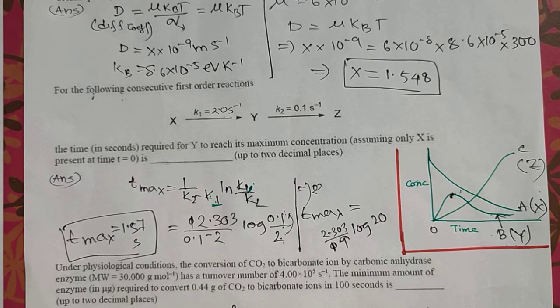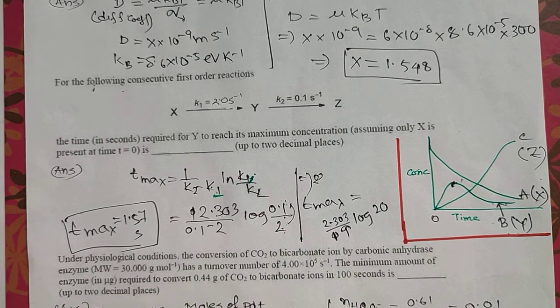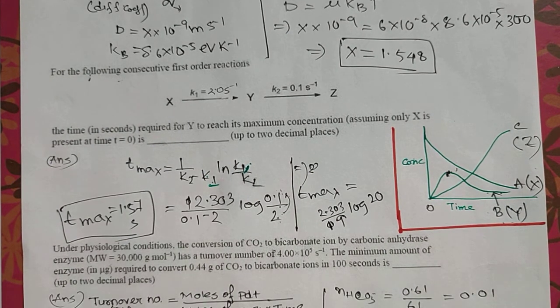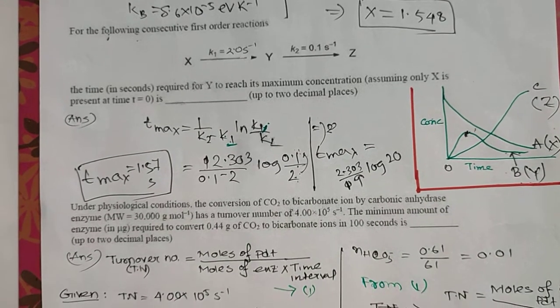So under physiological conditions, the conversion of CO2 to bicarbonate ion by carbonic anhydrase enzyme. So molecular weight, this one has a turnover number of this one. So the minimum amount of enzyme required to convert 0.44 gram of CO2 to bicarbonate ions in 100 seconds is. Okay, so in this case actually they want to know about the turnover number. I have done it as it is a little bit lengthier.